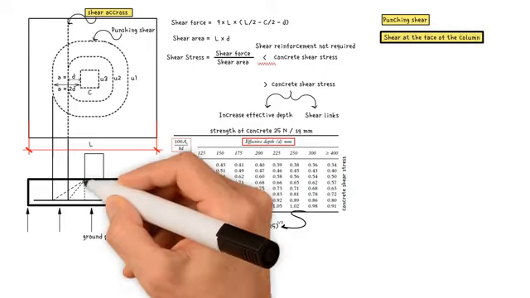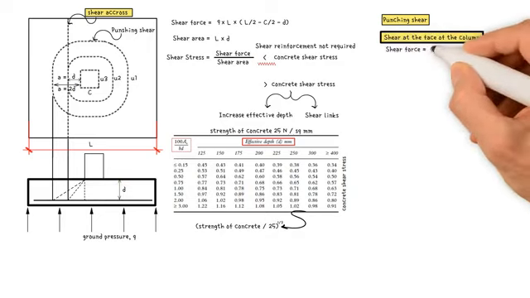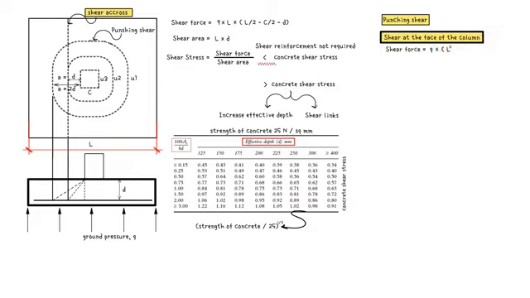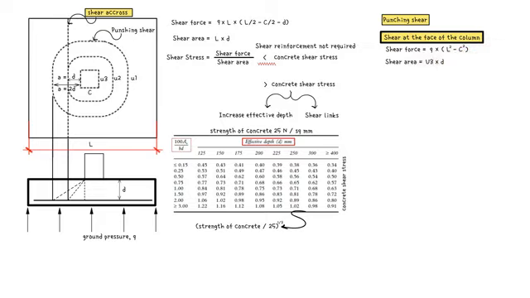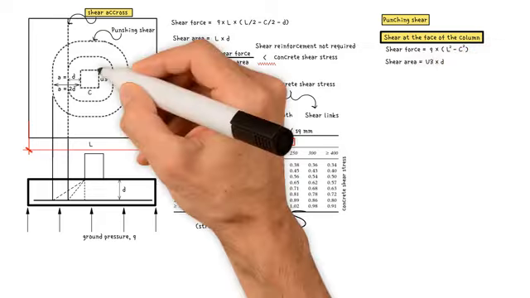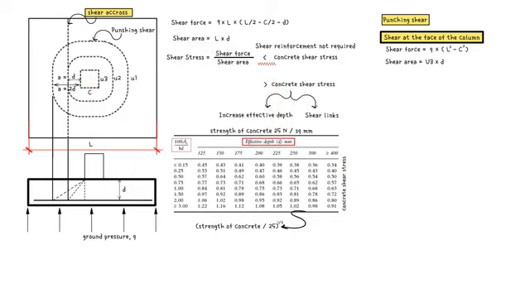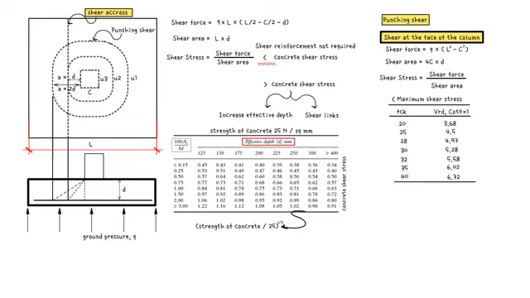Checking shear at the face of the column. Shear force equals ground pressure multiplied by the area of the foundation minus the area of the column. The shear area is equal to U3 times the effective depth. U3 is 4 times the width of the column. As a result, shear area is equal to 4 column widths multiplied by the effective depth. Shear stress is calculated by dividing shear force by shear area. Shear stress must be less than the maximum shear stress resisted by the concrete strut, which can be found in the table below with cotangent theta equals 1.